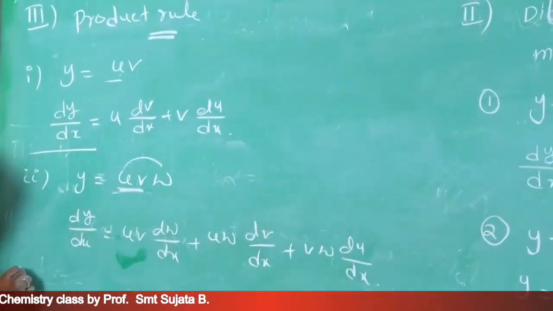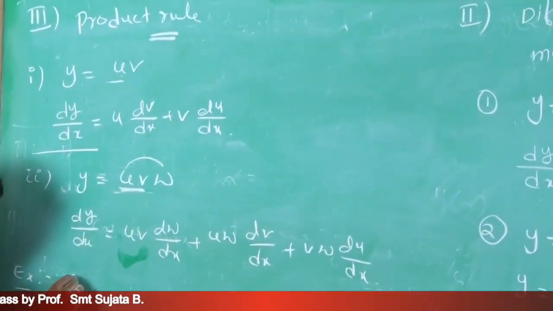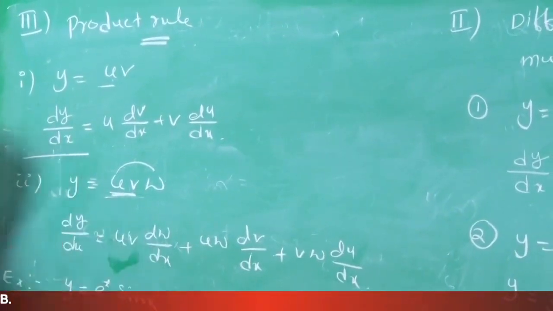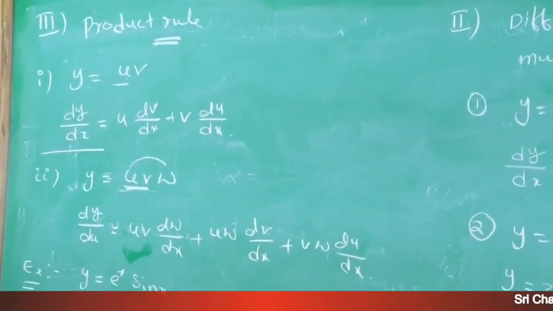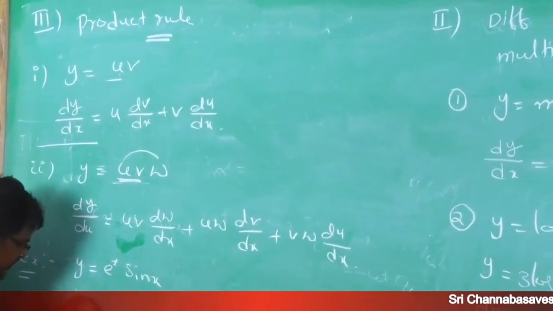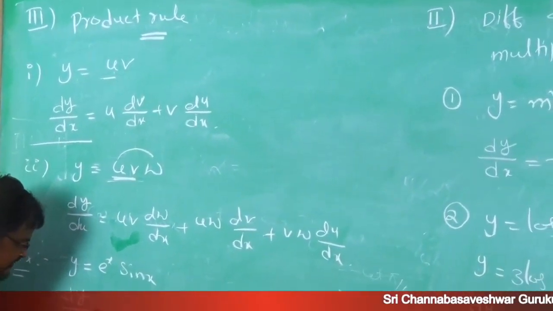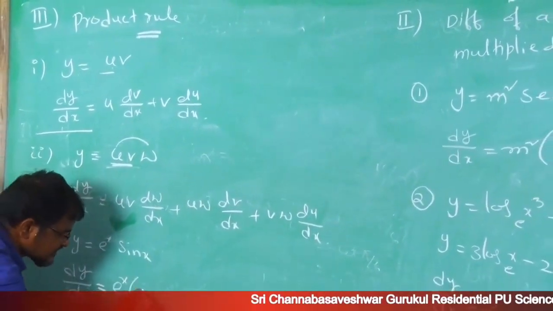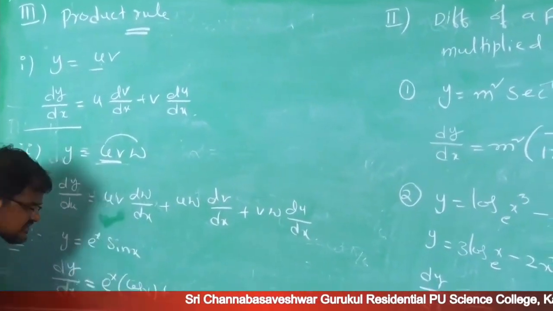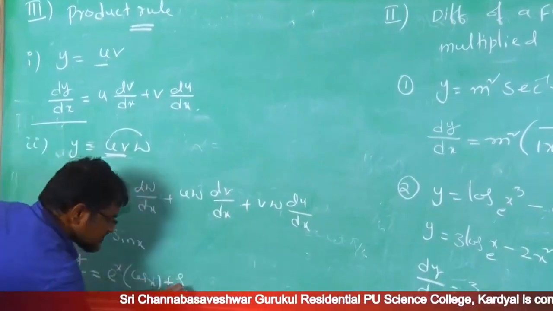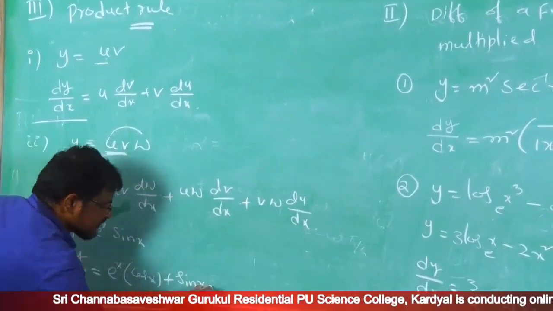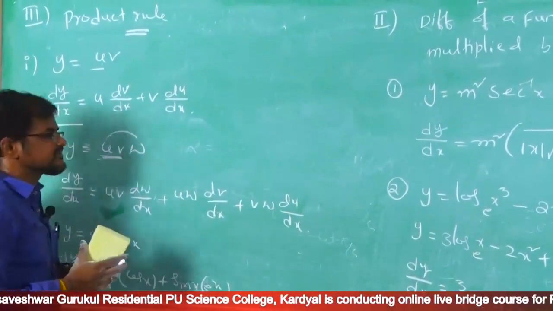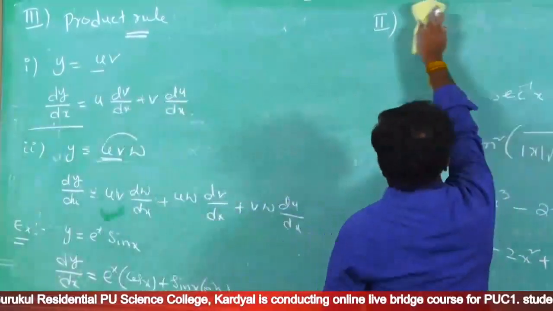For example, suppose they give a problem, y equals e power x into sin x. How do we do the differentiation? Differentiating with respect to x on both sides, dy by dx equals e power x into differentiation of sin x, which is cos x, plus sin x as it is, differentiation of e power x, which is e power x. Like that only.